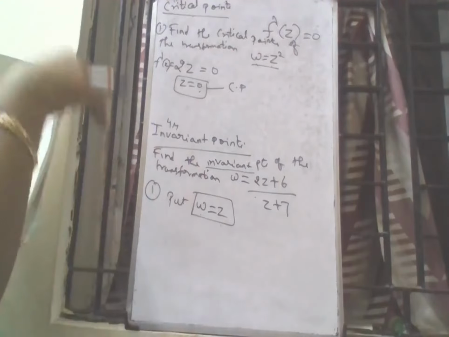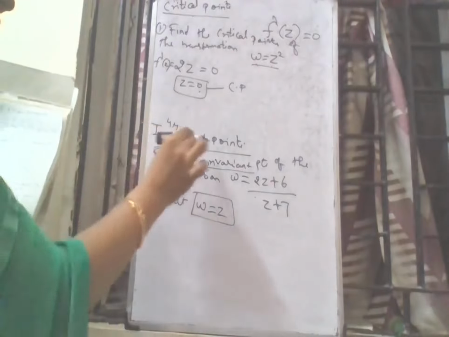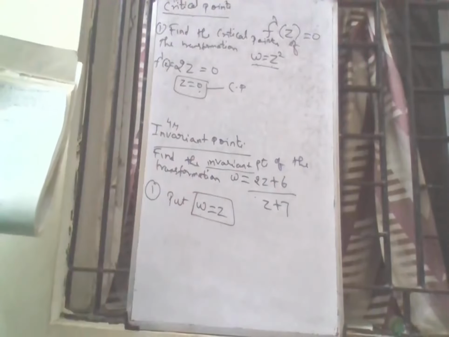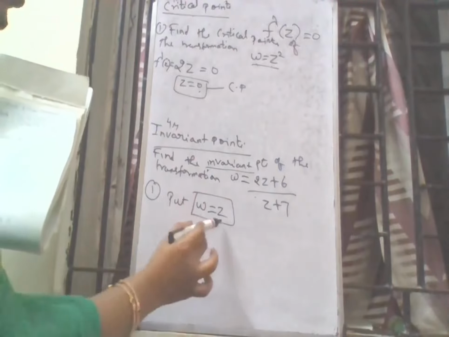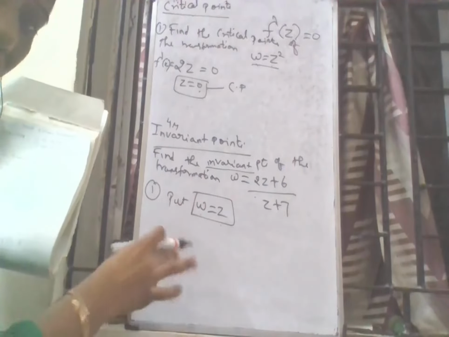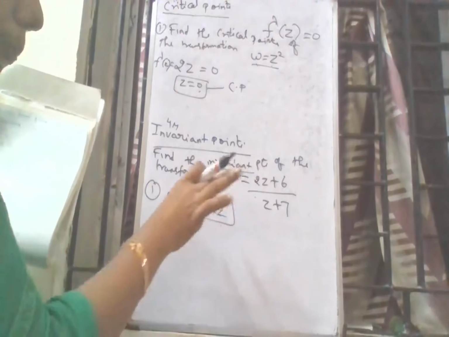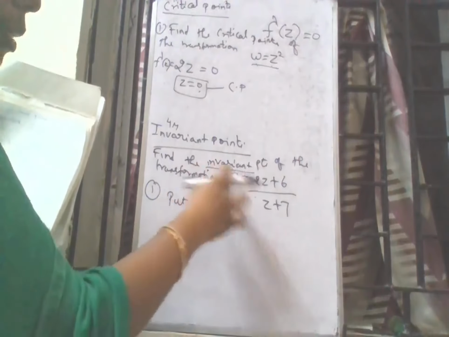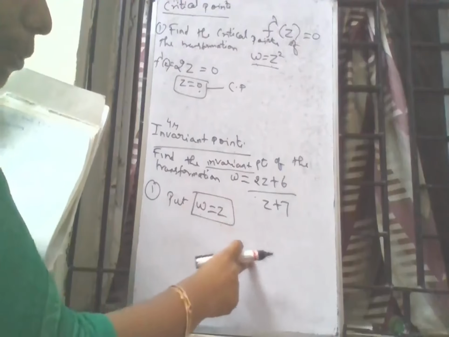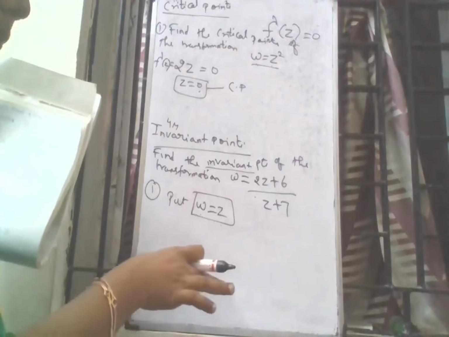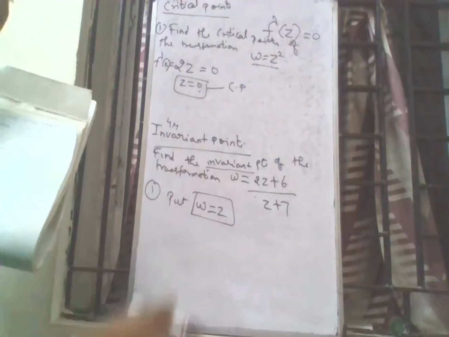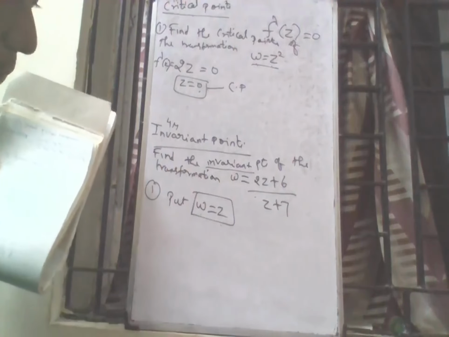Now I'll go for the definition, I mean the physical meaning for this. Why are we substituting w as z? Just imagine w = z. Practically speaking, you put w as z and what will you get? Some points of z. That is going to be the invariant points in terms of z.